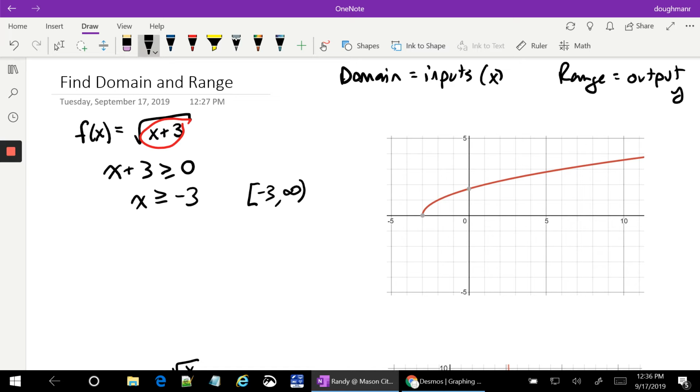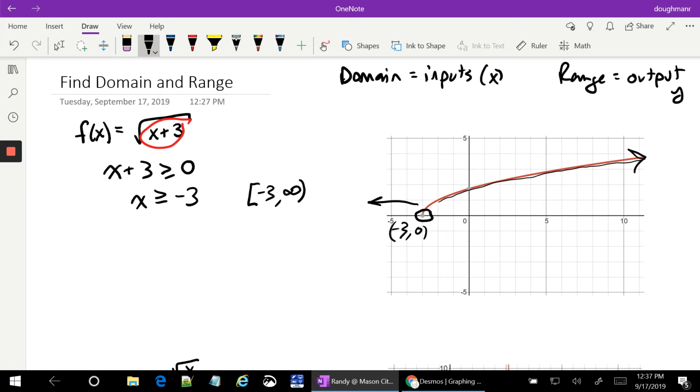So here's the function. I typed it in Desmos, and we realize that there's a solid circle there. So the point negative 3, 0 is on our graph, right? But there are no values that have an x coordinate of anything less than negative 3. So there's nothing that way on the graph, right? But we can see from this graph that that's basically going to go off to infinity.